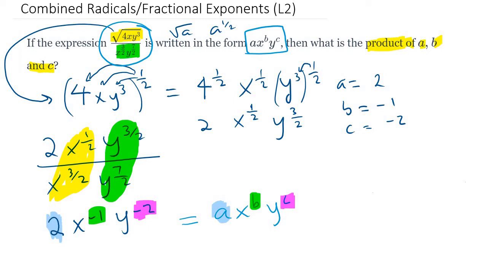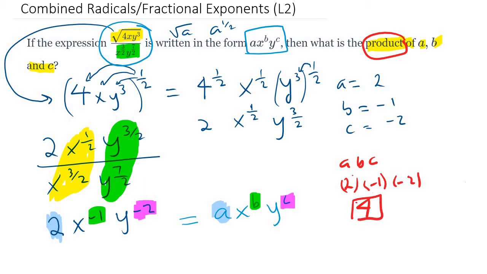So we're looking for the product. Product means you multiply all of them. So I'm going to do a times b times c, which is the same thing as 2 times -1 times -2. When you multiply this together, 2 times -1 is -2, and -2 times -2 is 4. So the answer is 4. If you are doing this problem online, all you need to do is type 4 into that box down here, and that will be your answer.